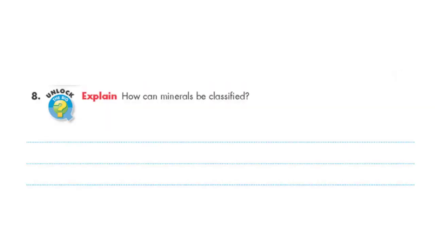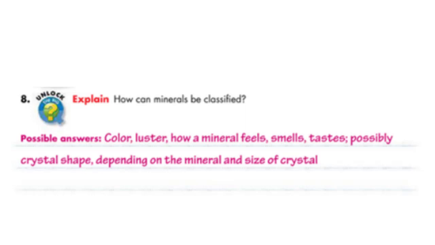Let's answer question number 8. How can minerals be classified? So it is a summary for our lesson. We learned many ways that can be used to identify minerals. We can classify them by luster, hardness, streak, cleavage, and also the other mineral properties. Good. So the answer will be luster, hardness, streak, and cleavage. It's enough.